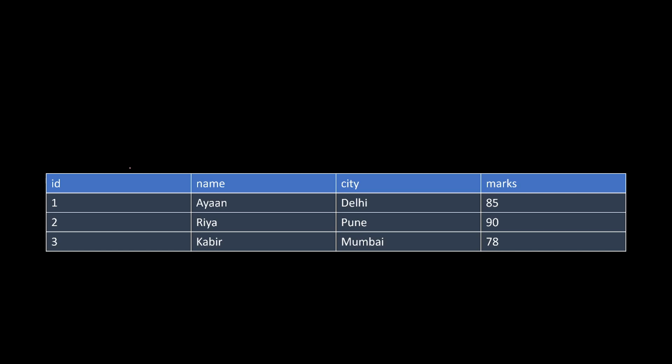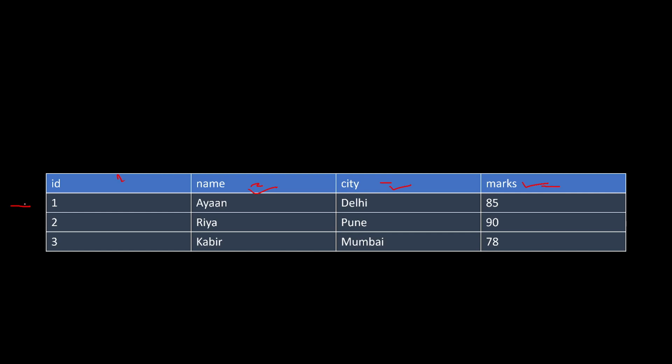These vertical lines are called columns. Okay, each column stores some information. Name column stores names, city column stores some city information, and marks column stores some marks information.